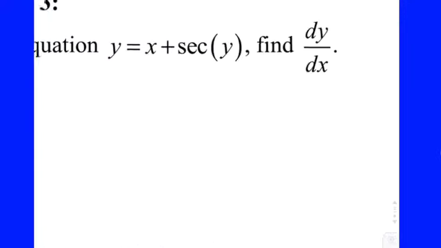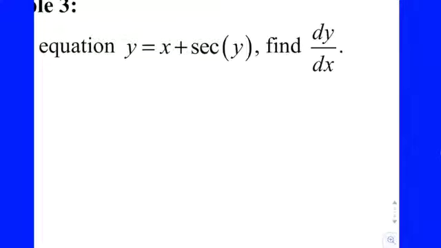For the equation y equals x plus secant of y, find dy dx. Okay, it's definitely an equation. Is it explicitly solved for y as a function of x? We have y equals on the left. That's a good start, right? But what do you notice we have on the right-hand side? We have a y. So you've got to be careful. Just because it says y equals doesn't mean it's explicitly solved for y as a function of x. This is y as a function of x and y.